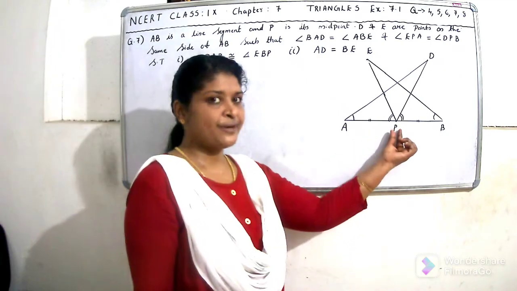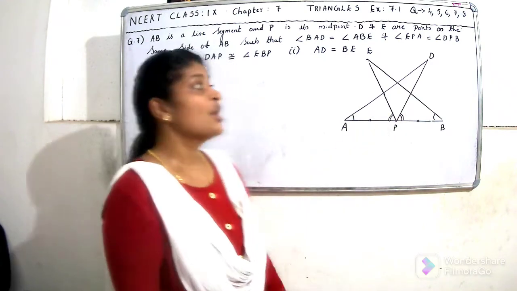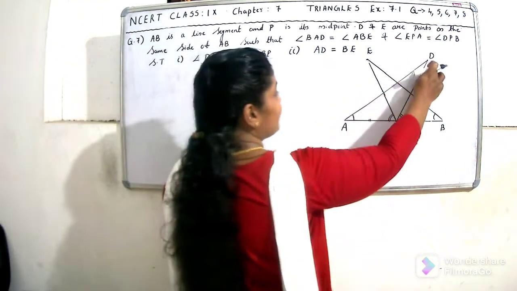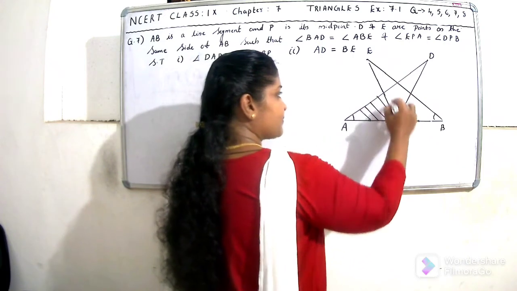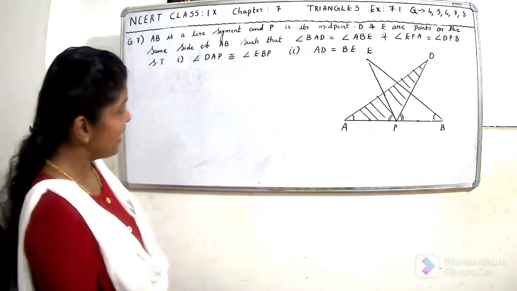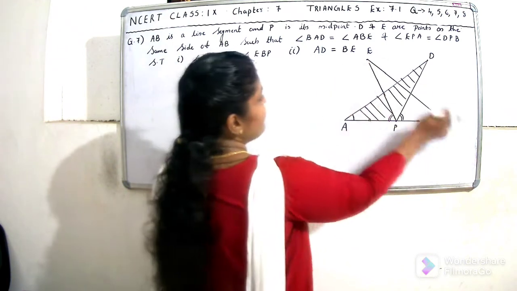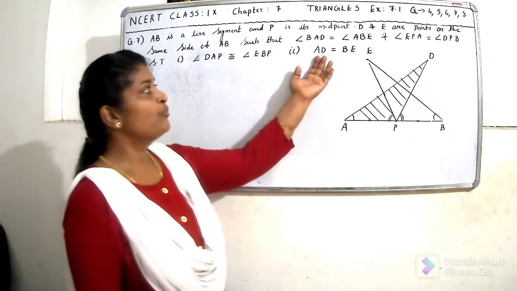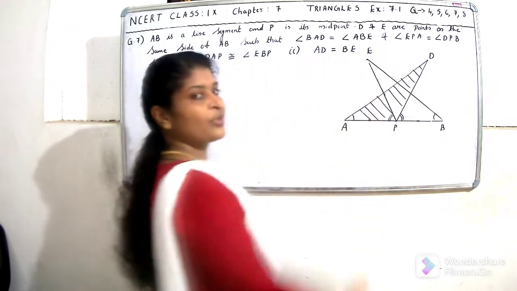One, P is the midpoint. Second, these two angles are equal. Third, these two angles are equal. Now what do we have to prove? We have to prove triangle DAP and EBP, these two triangles, are congruent. That is what we have to prove. One more, we have to prove AD equal to BE.